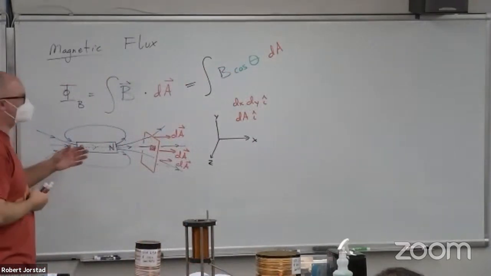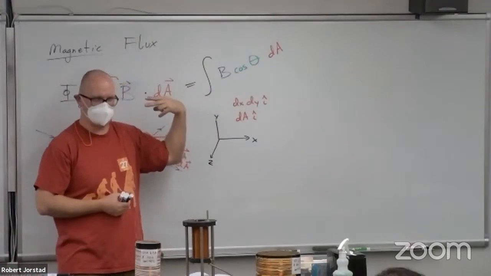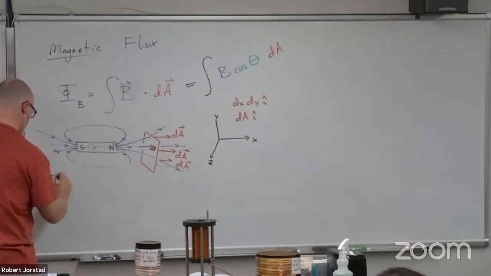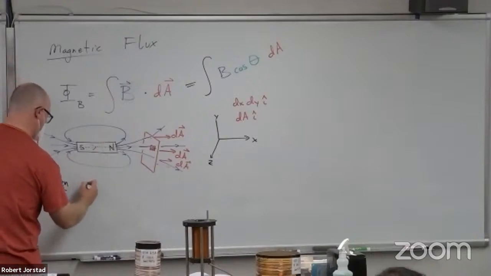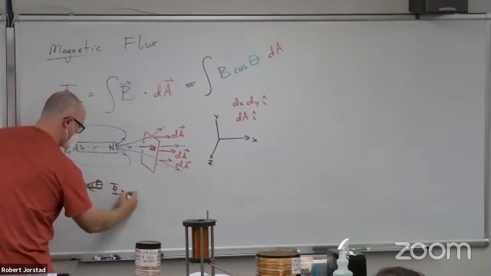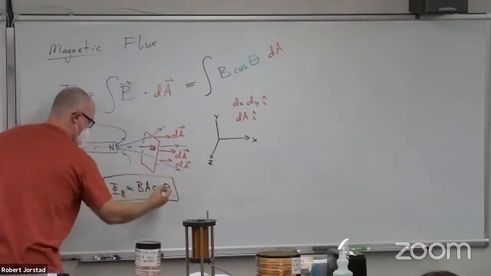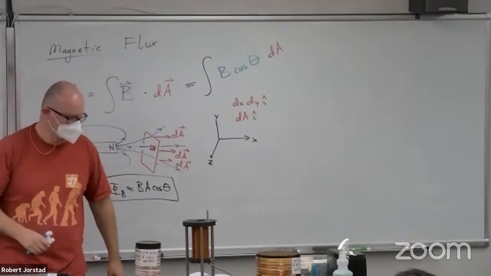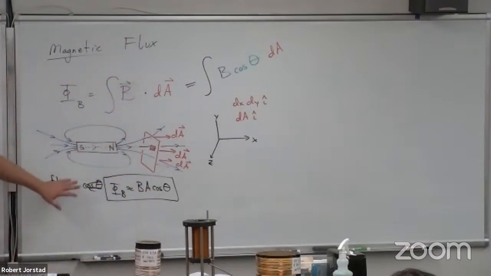The idea is we're going to hopefully restrict ourselves to cases where the cosine theta term just pops right out. Got it? And so oftentimes this is going to become, not always, but often it will be approximated by this formula here, BA cosine theta. Good? All right. Yes. Questions?